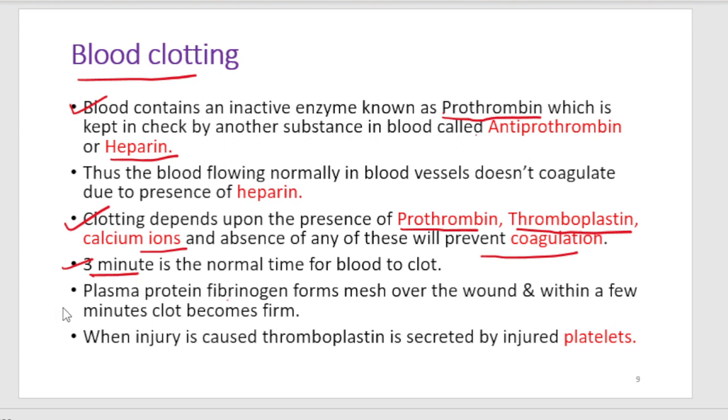There is a protein in plasma called fibrinogen. This forms a mass or jelly-like structure first when there is a wound, and then within a few minutes the clot is formed.